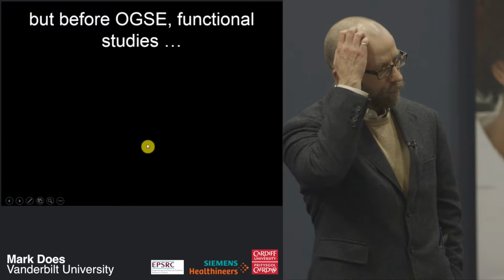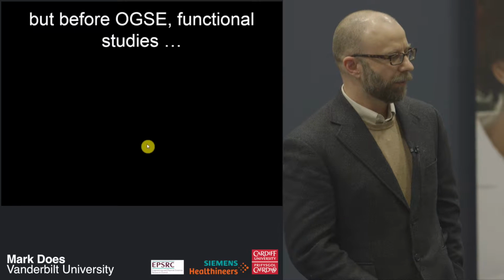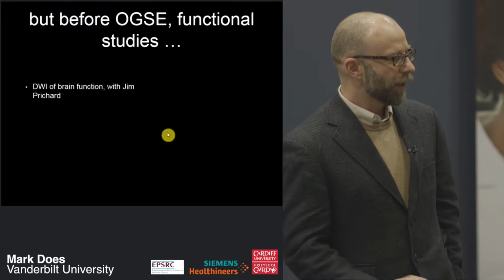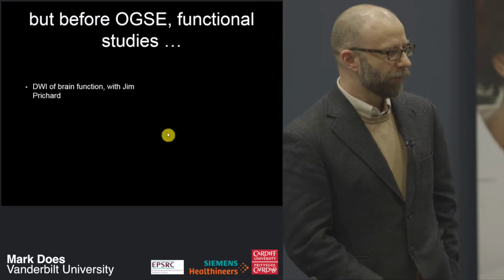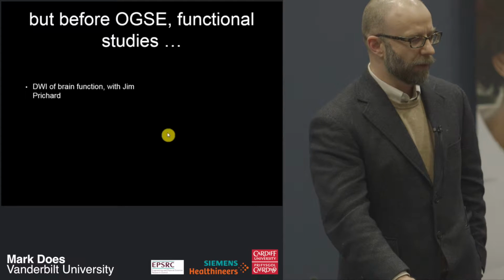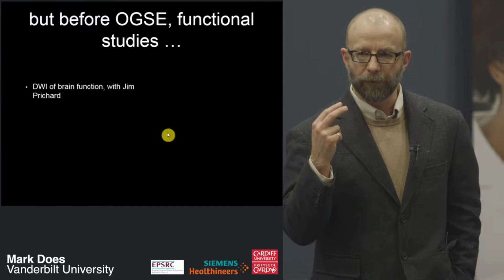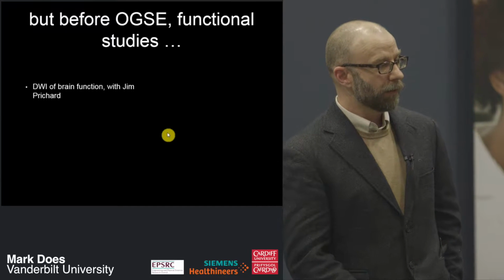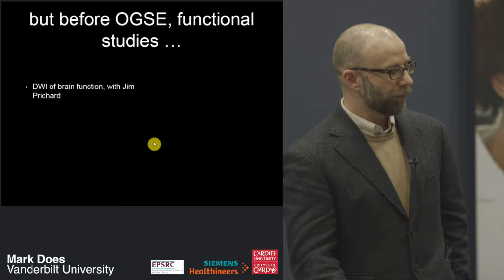So a smart postdoc would have just dove right into that, but I got a little sidetracked onto a couple of functional studies I thought I would just tell you about first. I started off with a study with Jim Pritchard. I don't know if any of you know him, but he's been around the field for a long time, and he had a setup where you could stimulate the optic nerve of a rat, and then my job was to image the visual cortex to look for a change in the ADC with the arriving evoked potentials.